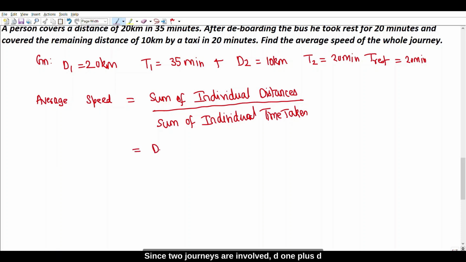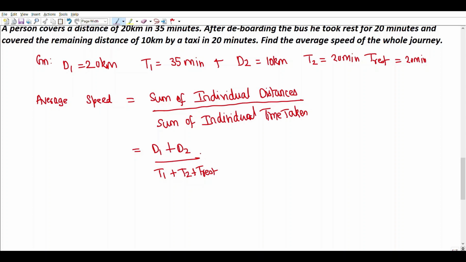Since two journeys are involved, average speed is equal to (d1 plus d2) divided by (t1 plus t2). Here, t1 and t2 are given in minutes. Therefore, they have to be converted into hours before substituting in the formula. Moreover, we forgot to add t rest here.